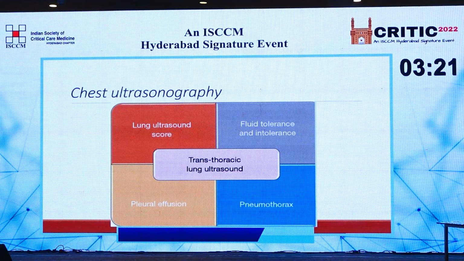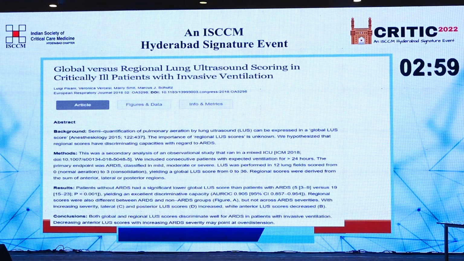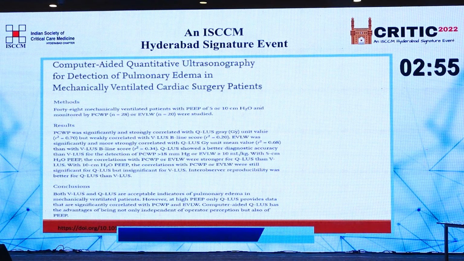See, there has been interpersonal variability from individual to individual. You say these B lines look normal, these B lines look abnormal, this pattern looks normal, this pattern looks abnormal. And there are different scoring systems which have been derived to predict how the lung mechanics are working in these ultrasounds. And there has been some AI integration in them, which they are saying nowadays, what is the scoring system and a computer-aided quantitative ultrasonography to detect pulmonary edema.